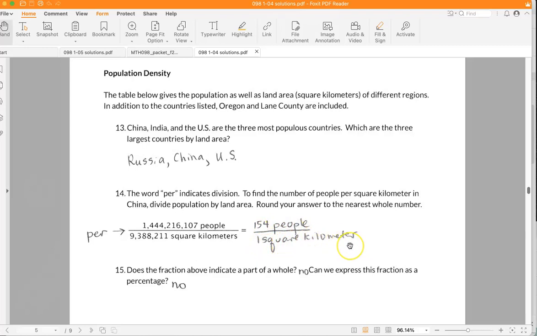1 square kilometer. A square kilometer is smaller than a square mile. That would be an area that's about 100 meters. No, it would be 1,000 meters by 1,000 meters. That's a square kilometer.